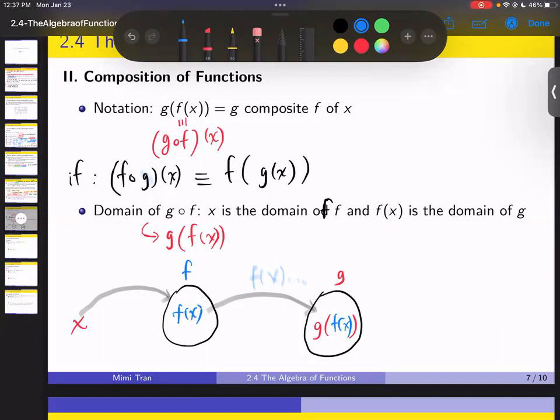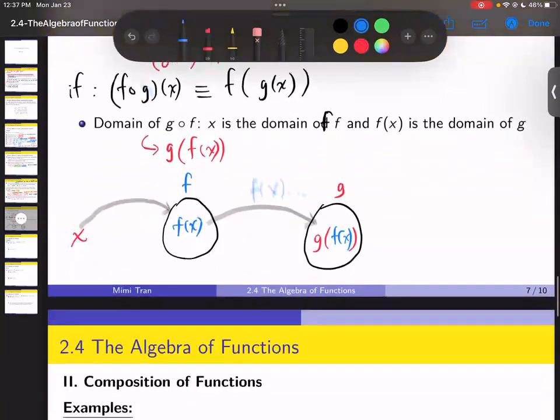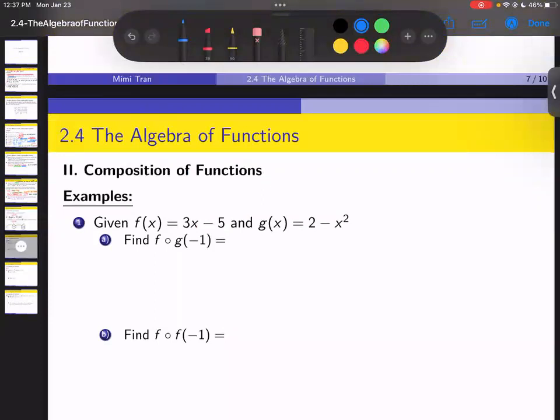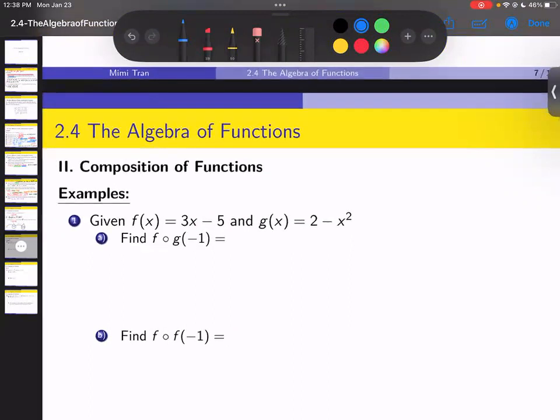Just for understanding, I'm not gonna test you on that. Let's take a look at the example. This is more like your exam here. Given f of x equals 3x minus 5, g of x is 2 minus x squared. They're both polynomials, so we don't have to worry about the domain. It's all real numbers. Find f composite g of -1.